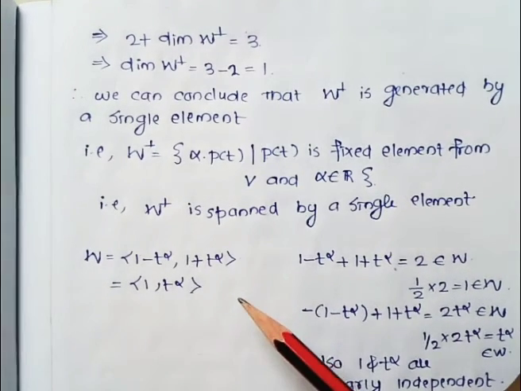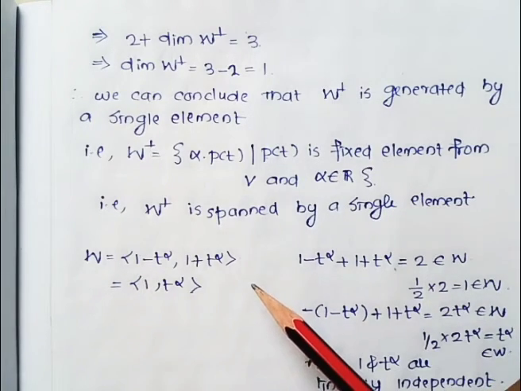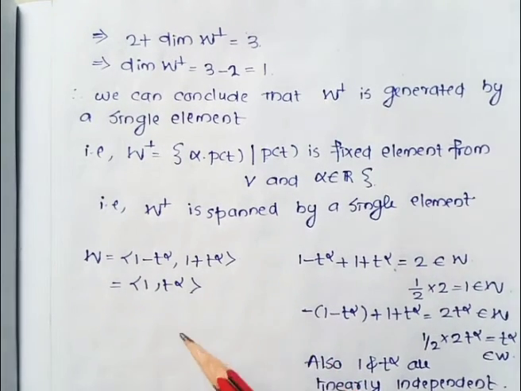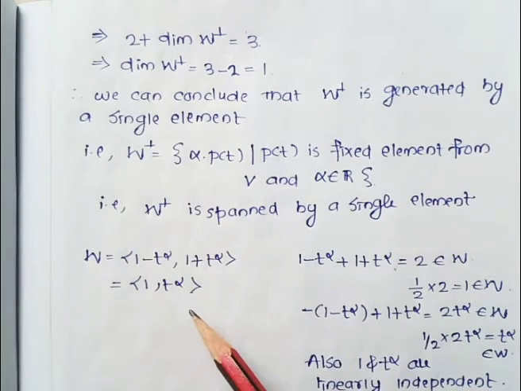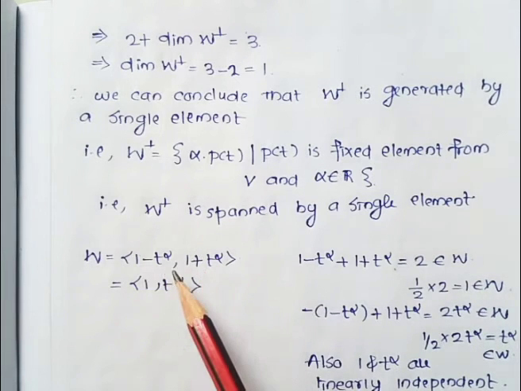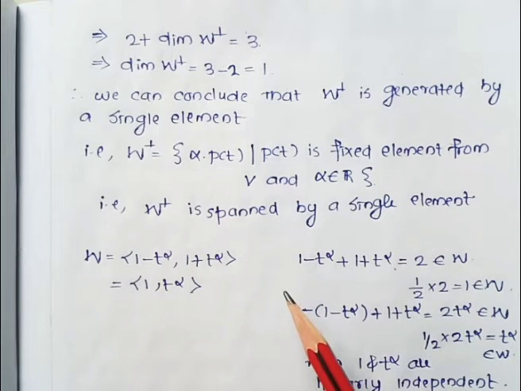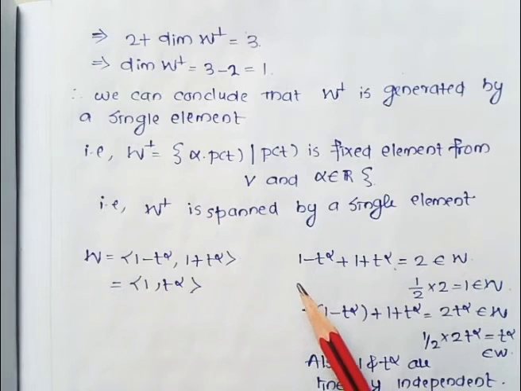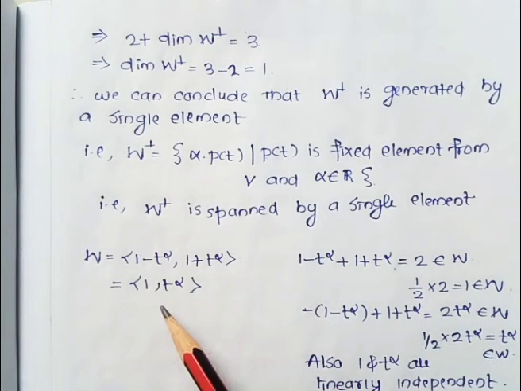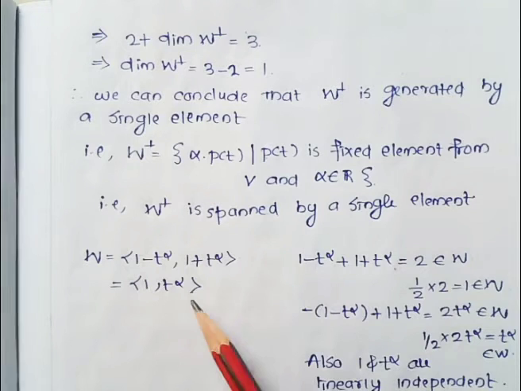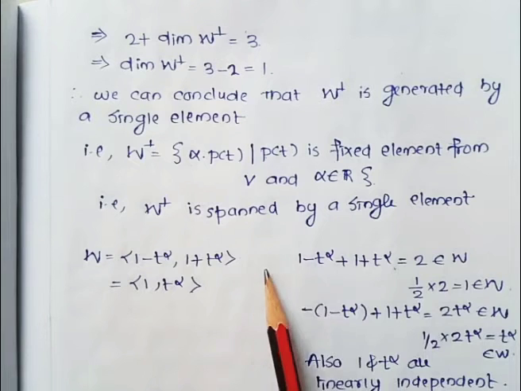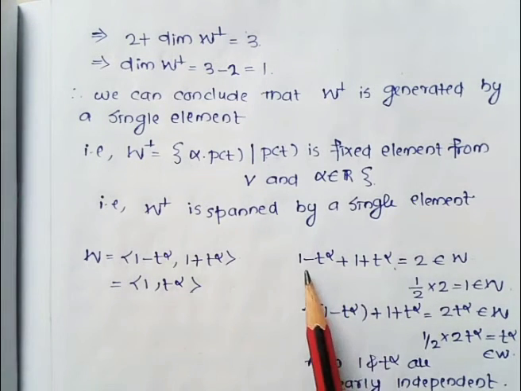But computation using these two elements is much more difficult, so we rearrange W as span of 1 comma t square. This is because W contains all the linear combinations of 1 minus t square and 1 plus t square. So using these two elements, we get the elements 1 and t square. So we conclude that W is equal to span of 1 comma t square. This can be changed only because we want it to be easier for computation.